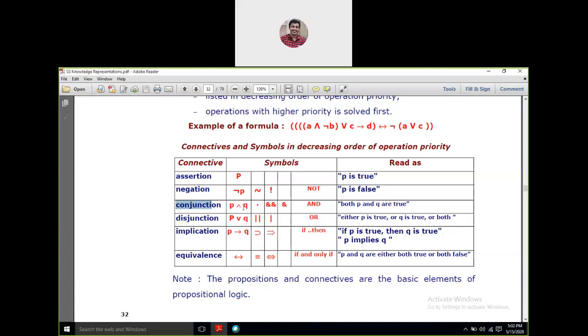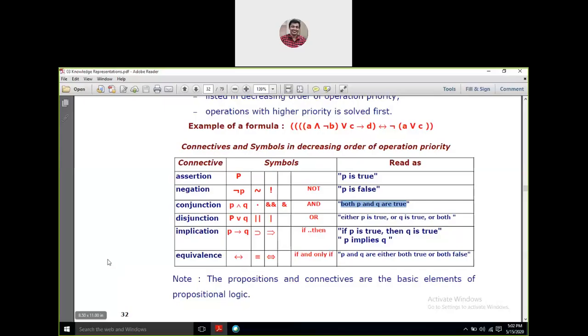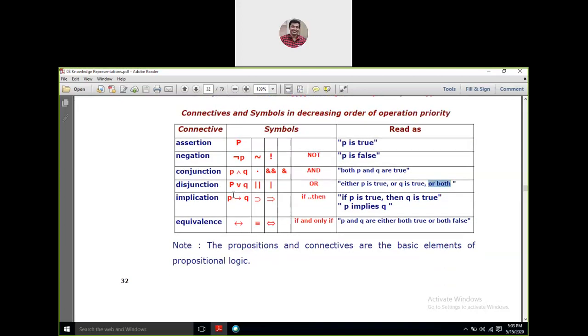I'll be having the conjunction part of it. So P and Q. That means both P and Q are to be true, right? If I'm talking about the disjunction part, then I'm talking about P or Q. Sometimes you're going to see this symbol also. So this is an or part. So either P is true or Q is true or both are true, right? If P is true, then it will hold true. If Q is true, then also it will hold true. Or if both are true, then also it will hold true.